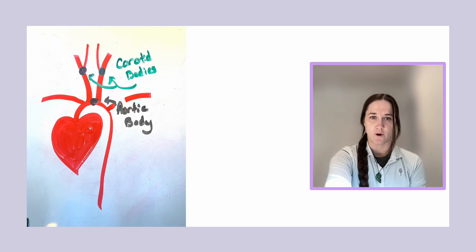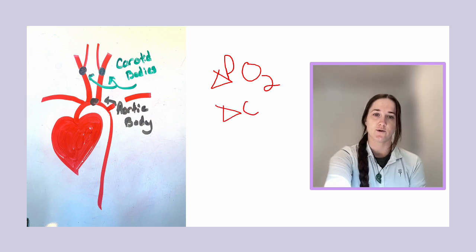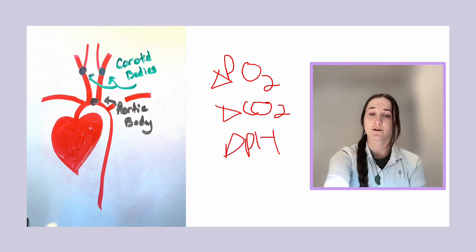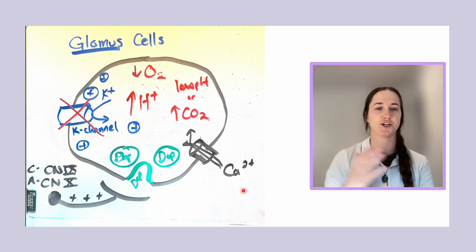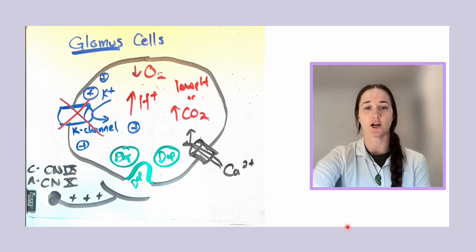From the first slide, any changes in pressure of oxygen, changes in pressure of CO2, and changes in pH are what these receptors, more specifically these peripheral receptors, are detecting in our blood. So what happens when we have these changes in oxygen, changes in pH, and changes in carbon dioxide?